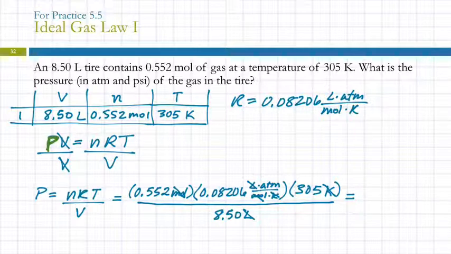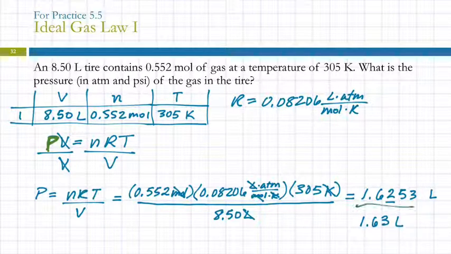And if I look at all these numbers, most of them have 3 significant figures. The ideal gas constant has 4. So my answer should have 3 sig figs. 1.62, I'll write down 2 more digits. That's liters, and that will round to 1.63 liters. No, it's not liters, is it? Atmospheres. Okay, the number's right. It's atmospheres. Liter's not a unit of pressure. There we go. Good grief.